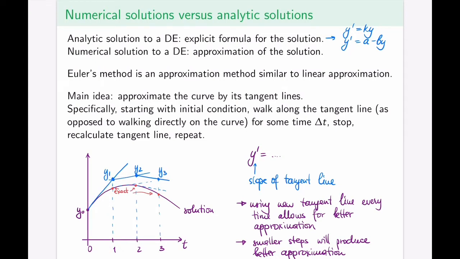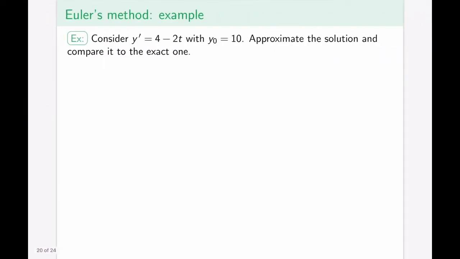Let's now take a look at a particular example so we can see how this works with the very specific graph and the very specific function. So here we're given a differential equation y prime is equal to 4 minus 2t with the initial condition of 10. We would like to approximate the solution and then compare it to the exact one.